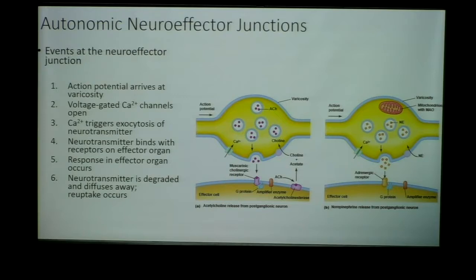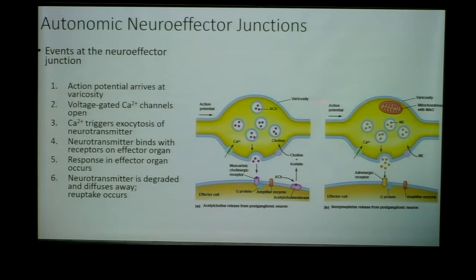Now, bear in mind, this is not another neuron. This is an effector cell, because we're not innervating another neuron. We're innervating a tissue, either cardiac muscle, smooth muscle, glandular tissue, or adipose, okay? So the anatomy of this synapse looks very different from a neuron to neuron synapse, okay?